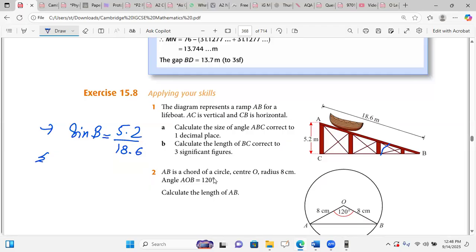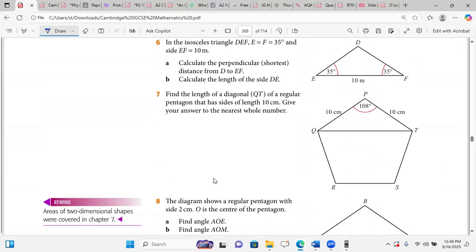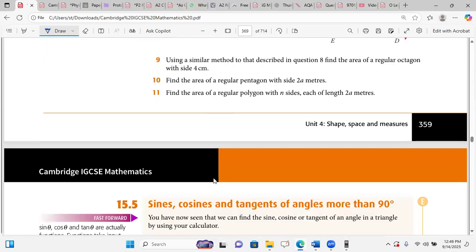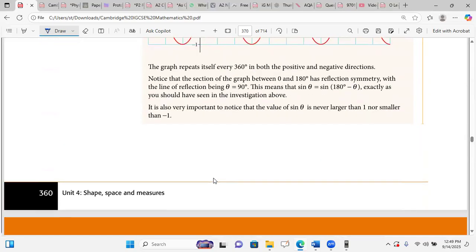So angle B will equal sine inverse of 5.2 over 18.6. So this is the way to implement the sine ratio, cosine ratio and tan ratio, and it can be easily understood. I think your concept behind the trigonometric ratios will be much clarified. And in the next class, we will go towards the law of sines and law of cosines.